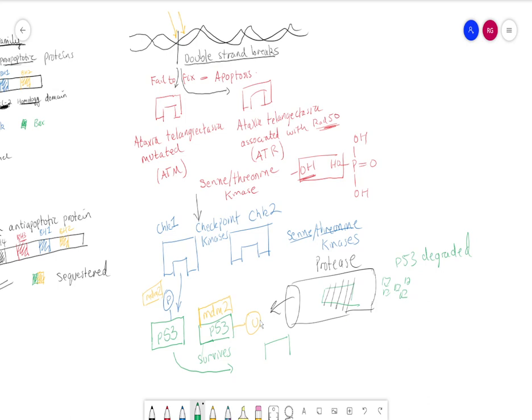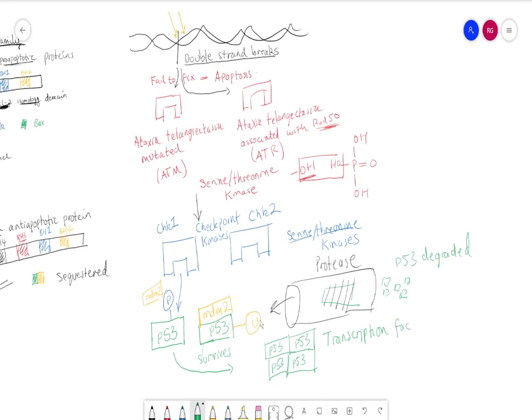and it's going to dimerize. And not dimerize, tetramerize, that's a word. It's going to form a tetramer of p53s. So that's going to be 4 p53s joined together. And in its tetramer form, it's tetramerized. As a tetramer, it can act as a transcription factor.